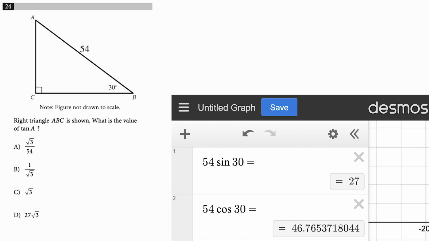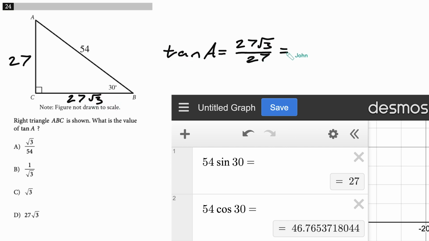The preferred approach is to use the special triangle. AC must be 27, so CB is 27 root 3. That makes tangent of A 27 root 3 over 27, which is root 3.